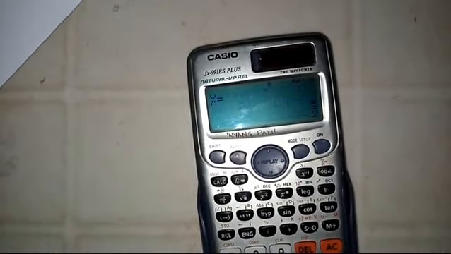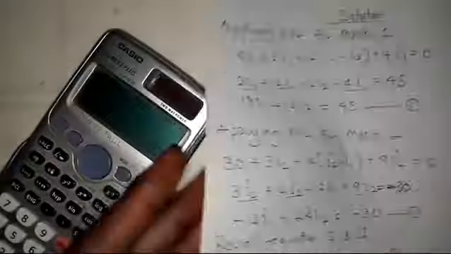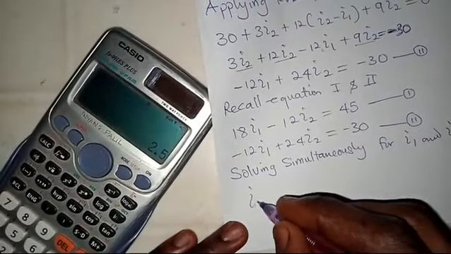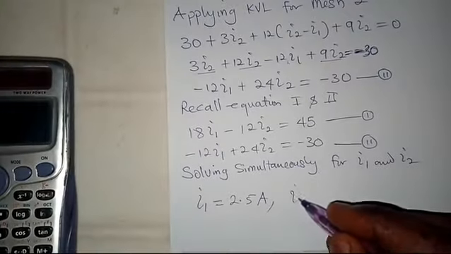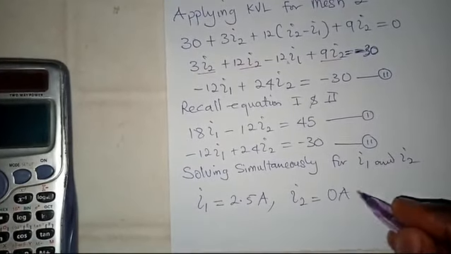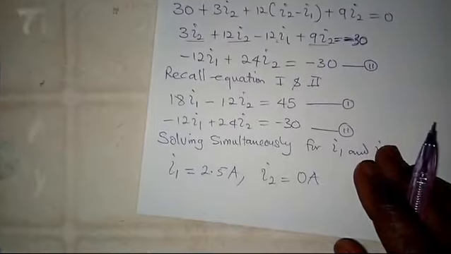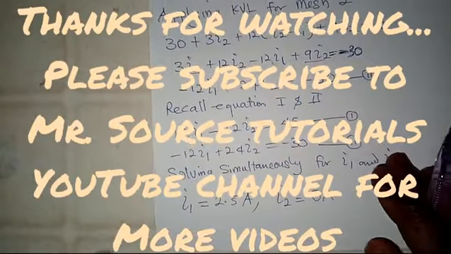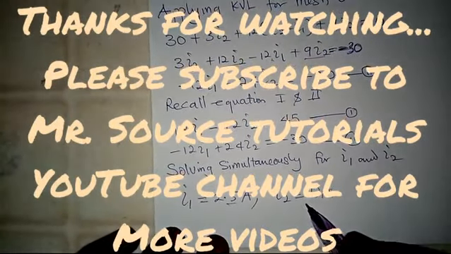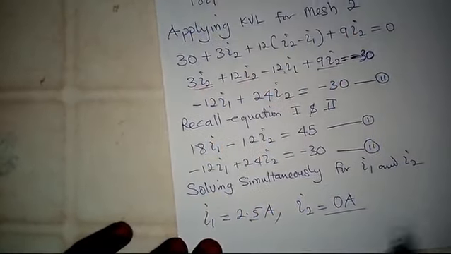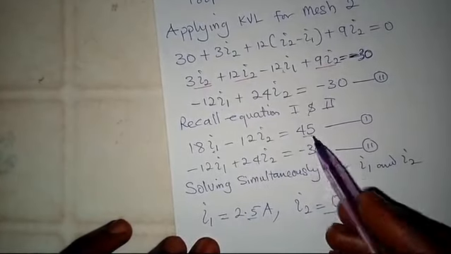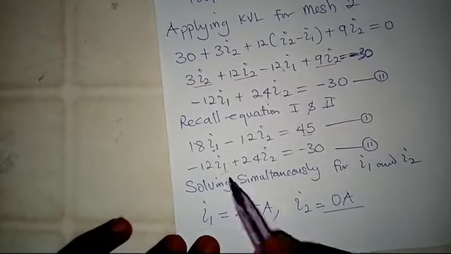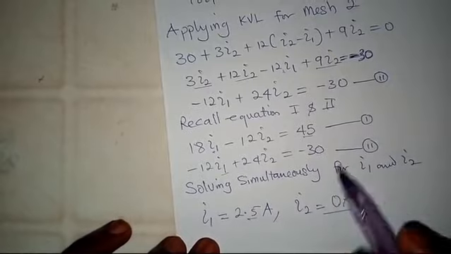Equals to, I have my I1 to be equals to 2.5 ampere and my I2 equals to 0 ampere. So it means that the current in I1 is equals to 5 ampere, current in I2 equals to 0 ampere, which is very correct. To check if you are very correct, put the value for I1 here, put the value for I2 here, it must give you 45. The same thing applicable here, put the value for I1 here, value for I2 here, it must give you 30. Thank you very much.